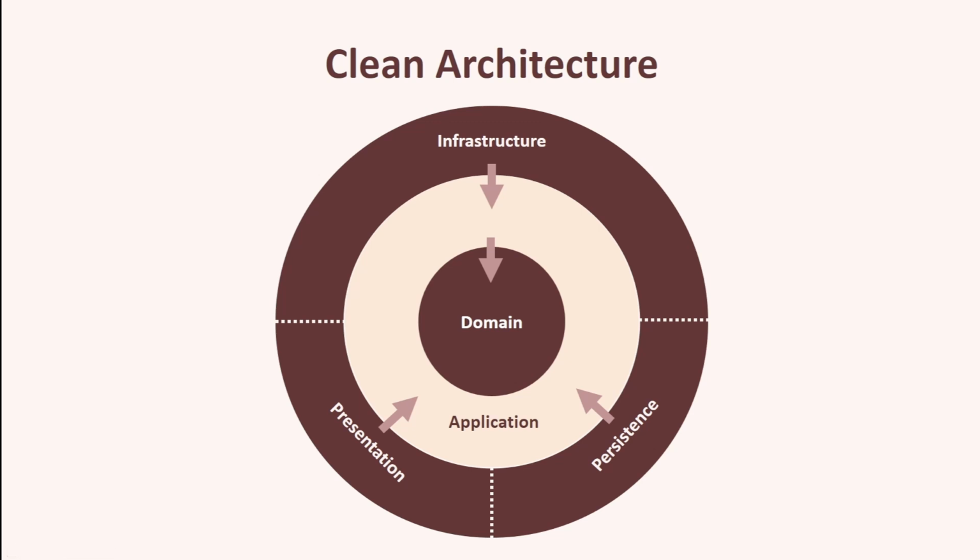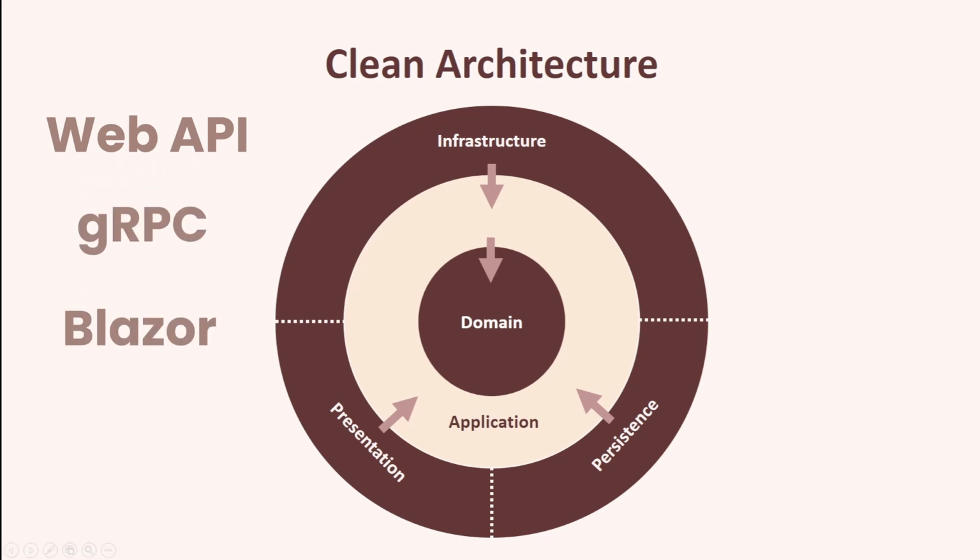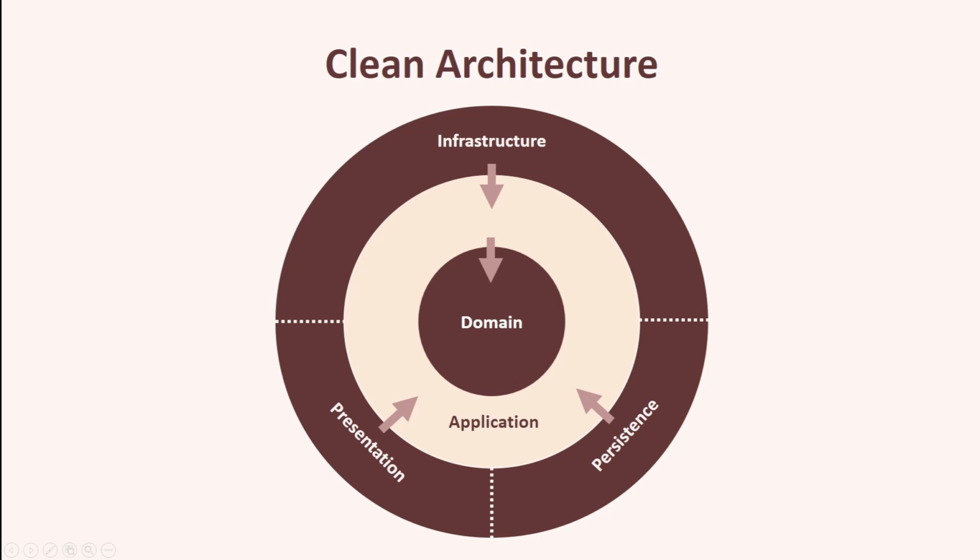The presentation layer is simply the entry point into your system, and it could be a RESTful web API, a gRPC service, or even a Blazor client application. The core purpose of this layer is to expose the endpoints where external users can interact with the system. When a request comes in, the presentation layer handles it. Then it delegates that request to the appropriate components inside the system for further processing. The key principle here is to keep your API endpoints as thin as possible.